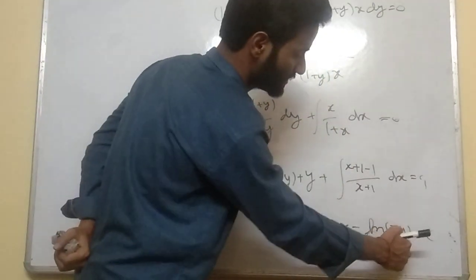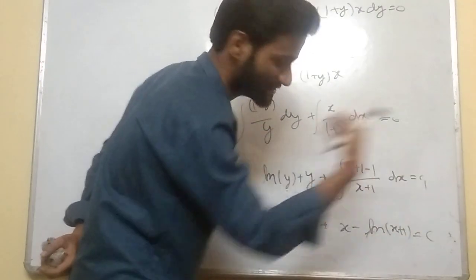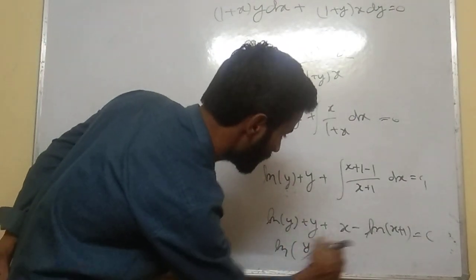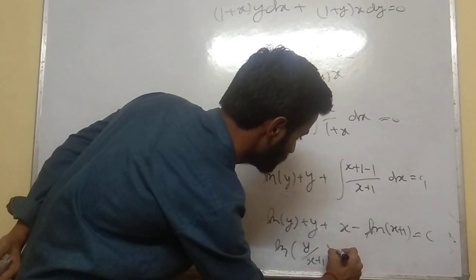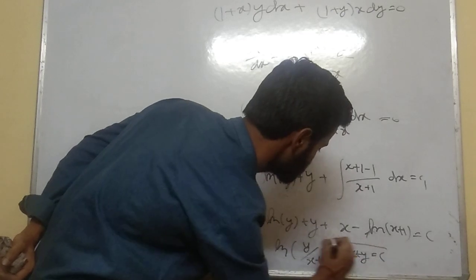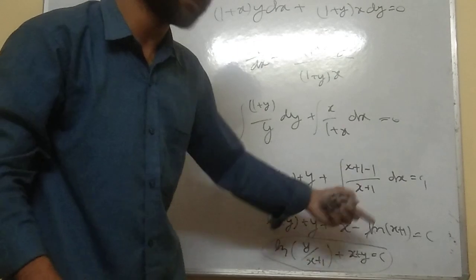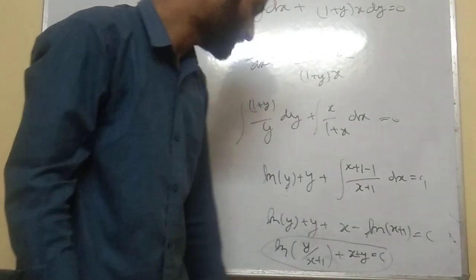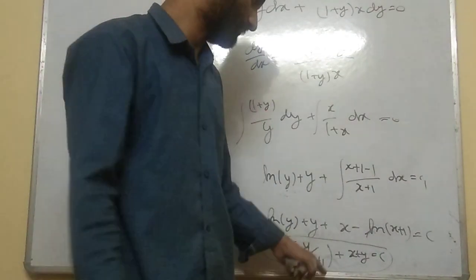So this is different because some constant will also come because of this integration. So I am considering another constant. So this will become ln y upon x plus 1 plus x plus y is equal to c. So if you want to write down all these terms in form of y is equal to something, you can write c minus x minus y, that will be in power of e and multiply by x plus 1.